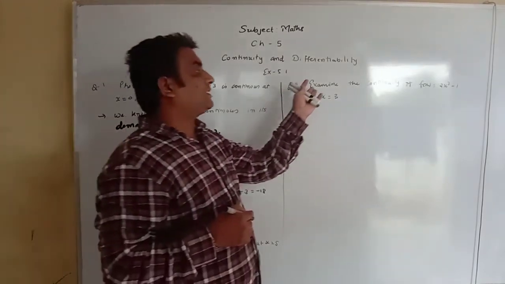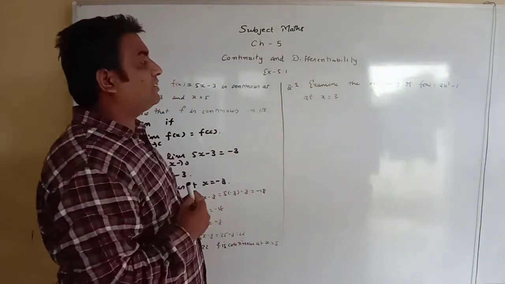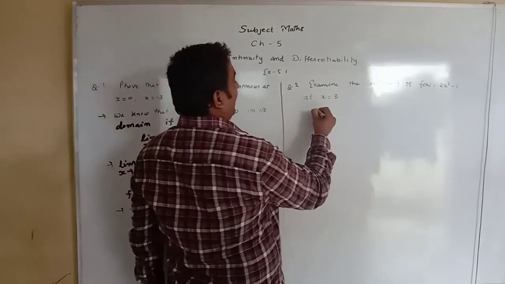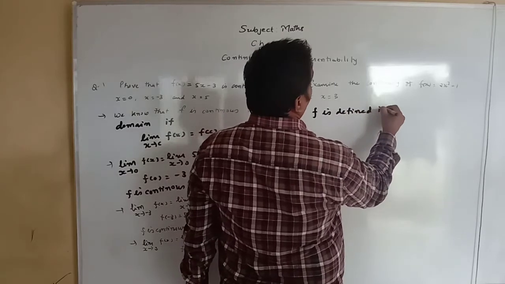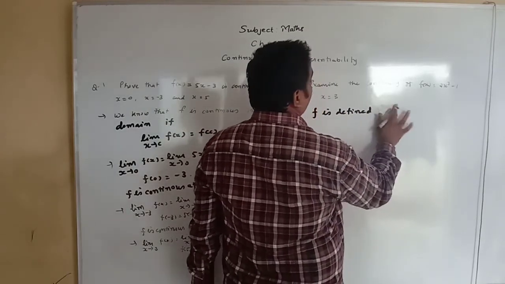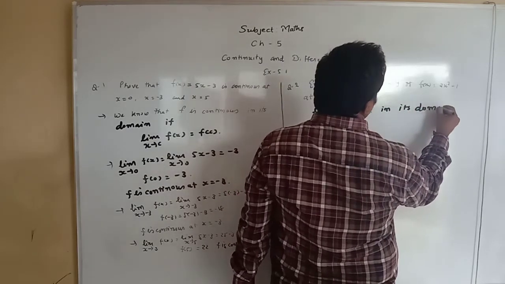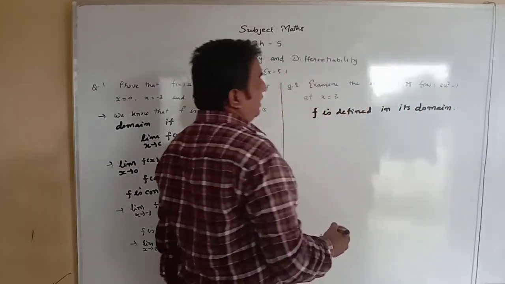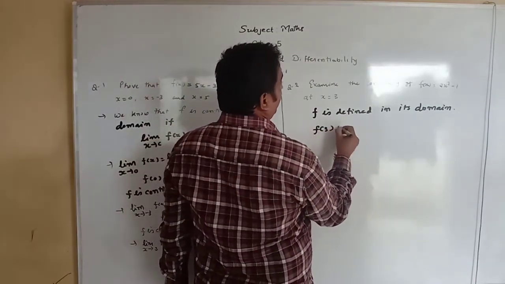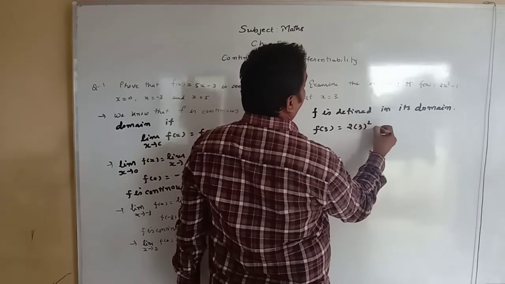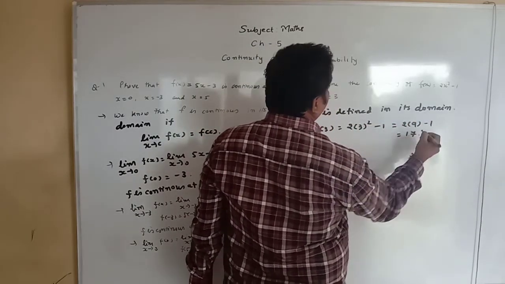Now we have seen: examine the continuity of f(x) equals 2x square minus 1 at x equals 3. So we know that f is defined in its domain, and so if we check f(3), we take 2 into 3 square minus 1. So 2 into 9 minus 1, 18 minus 1, that is 17.